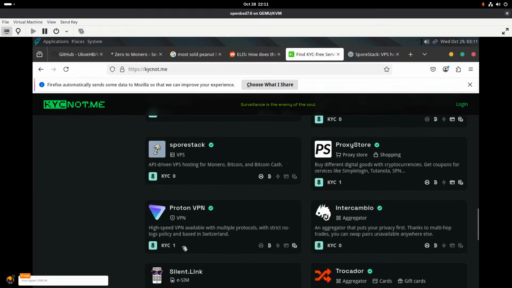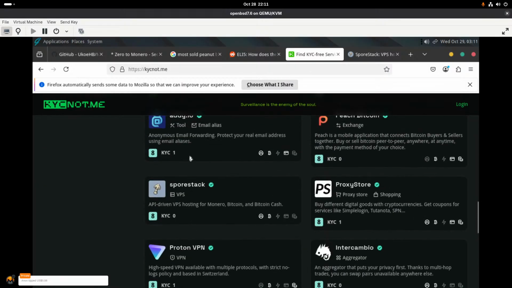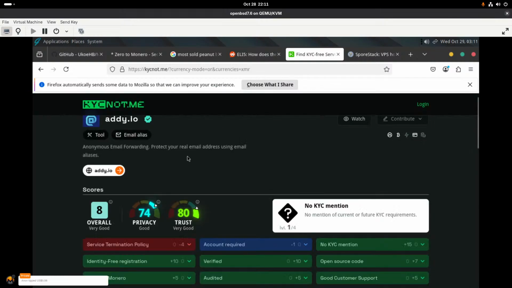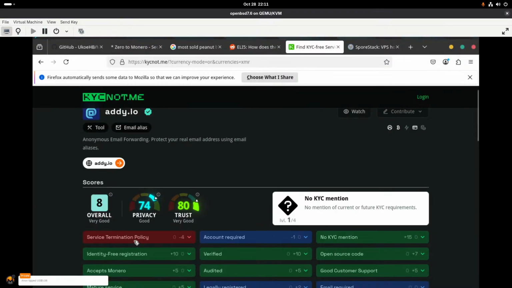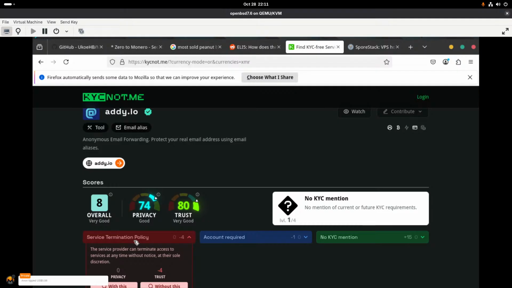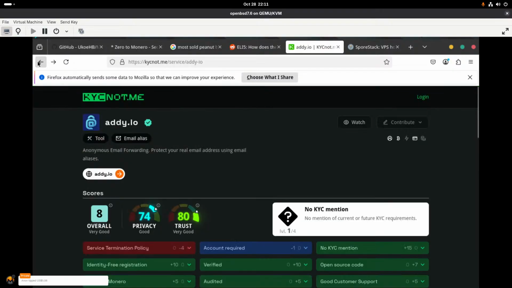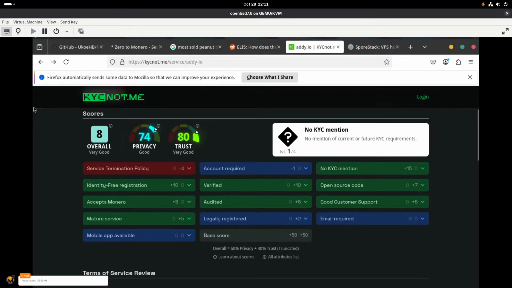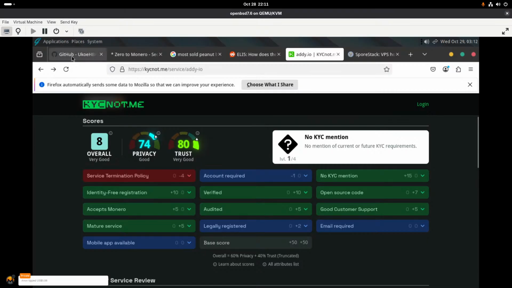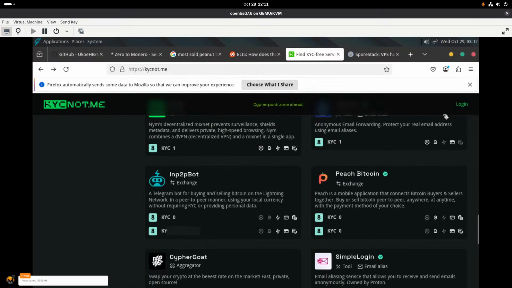Addy.io is pretty good. I've been using it for a long time. I hope they do not ever kill my account. These servers can terminate access to service at any time without notice at their sole discretion. Hope that they never do that to me. They are very based and do love Monero, but they probably would only do it if they saw illegal activity, I'm assuming.